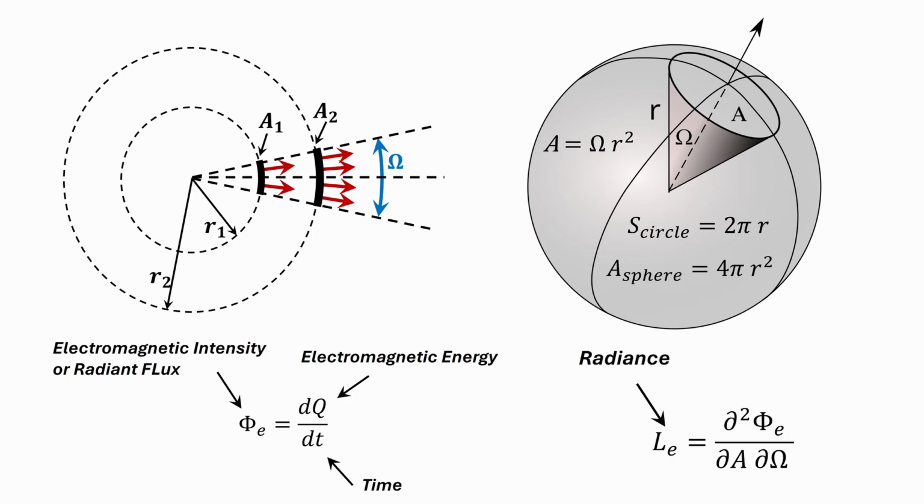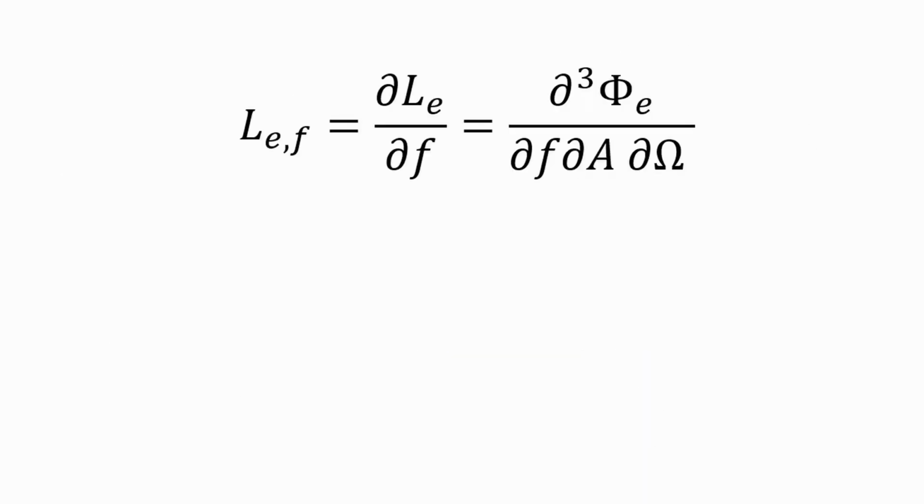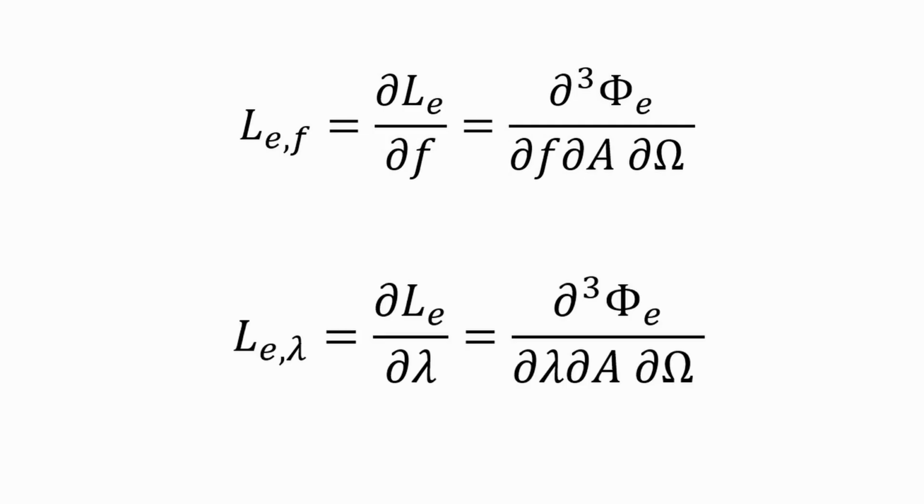It is measured in energy per second or power. Radiance is a directional property, which is described as the radiant flux per unit area of the emitting surface perpendicular to the direction and per solid angle. Spectral radiance in frequency of a surface is defined as the rate of change of radiance with frequency. Spectral radiance in wavelength of a surface is defined as the rate of change of radiance with wavelength.